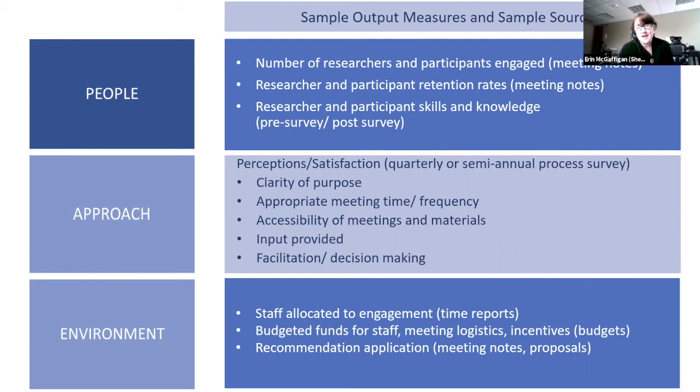Budgeted funds for staff. Are there actually budgets? Are there funds budgeted for meeting incentives, logistics? Keeping an eye on those budgets and seeing if even you're increasing the budget allocation over time. And then recommendation application. So what I mean by that is in your meeting notes, you're actually probably documenting what input was provided. And in doing that, you can then see six months down the road, or even when Jane said, the debriefing process, did it make a difference? And being able to document in proposals, in journal articles, whatever, whether or not recommendations were actually applied.